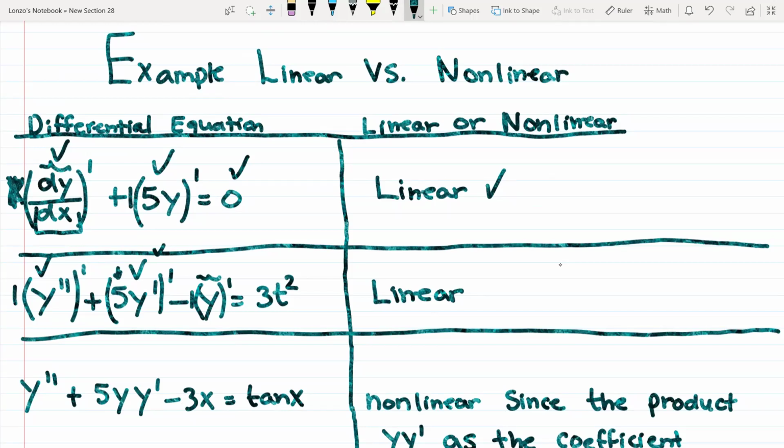So yeah, it wouldn't have worked if it was y, right? That wouldn't work, but it's just a 1, so it's fine. The same thing here. This is all raised to the power of 1, and this coefficient does not have a t in it, right? It wouldn't work if it was like a 3t squared. So that's why it's linear.